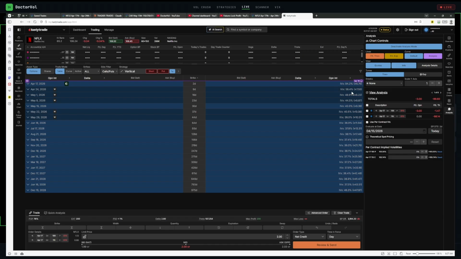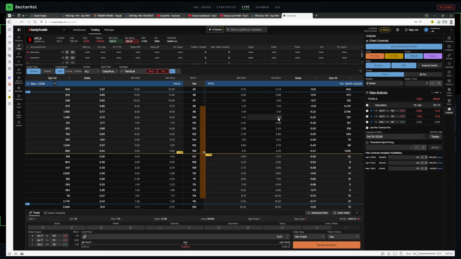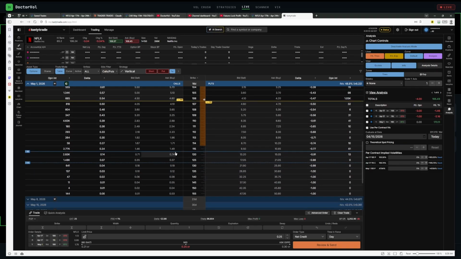Let's first look at the cost of buying on the 16-day May 1st expiration cycle. So we're gonna buy the back month put at 100, and then we're gonna buy the back month call at 115.